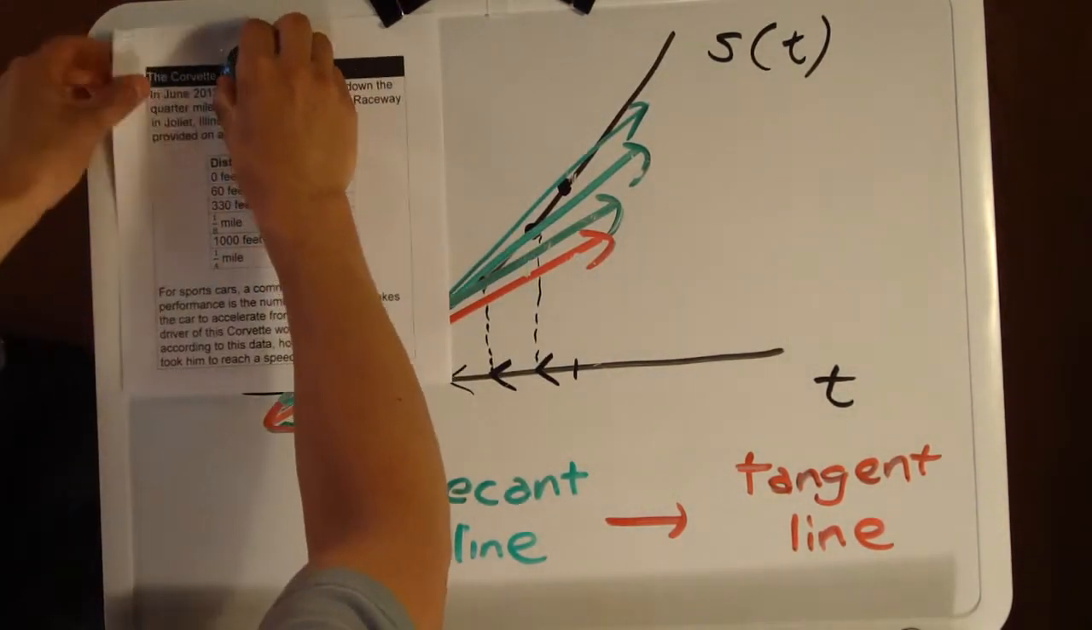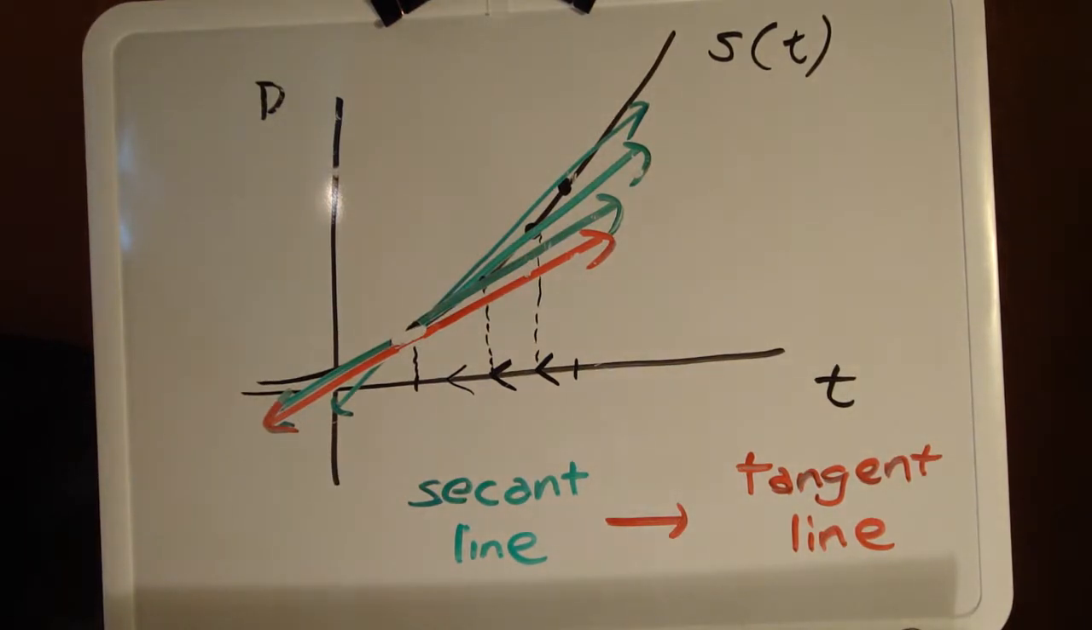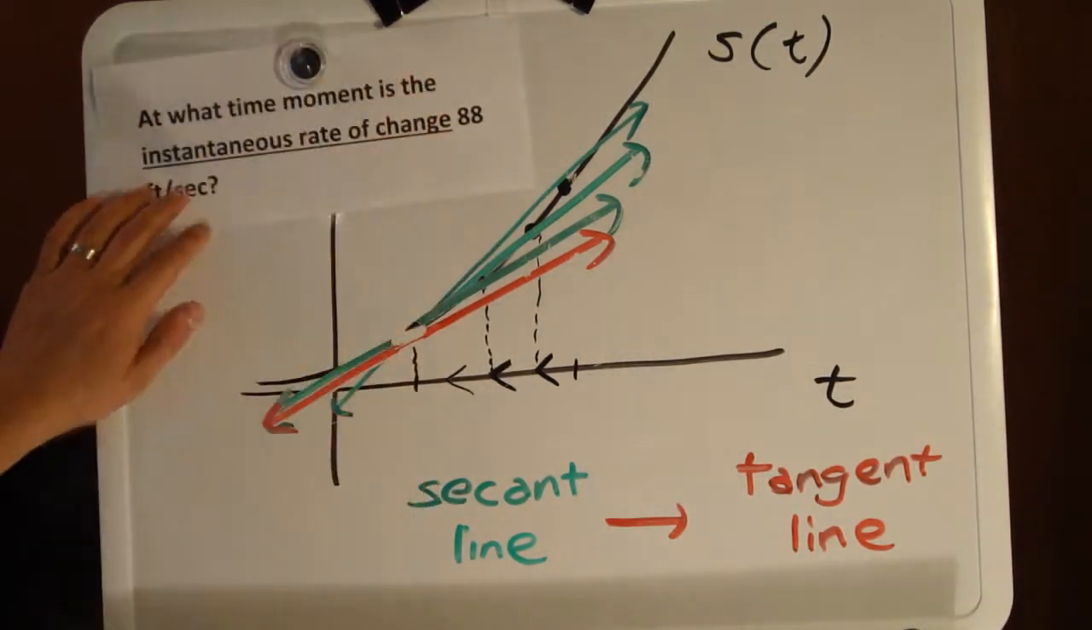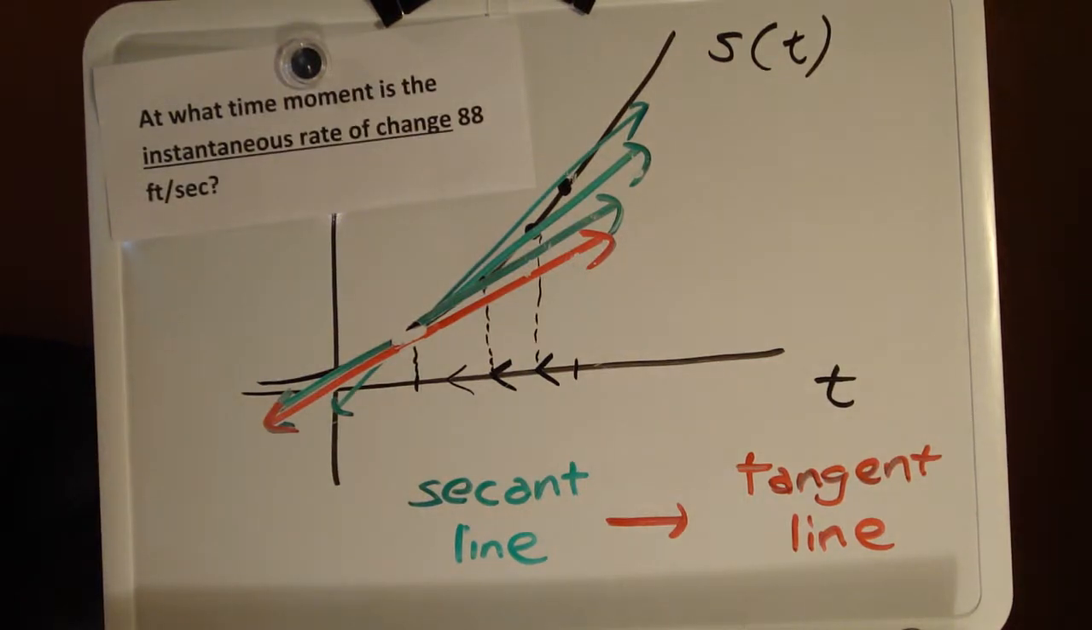Right? So the big thing here, just to summarize everything that we talked about, we're trying to learn about the idea of a limit. But the person driving this car was basically asking that simple question, when did I hit 60 miles an hour, right? So it's really this question here. At what time moment is the instantaneous rate of change 88 feet per second? So at what moment in time did this driver hit 60 miles an hour?